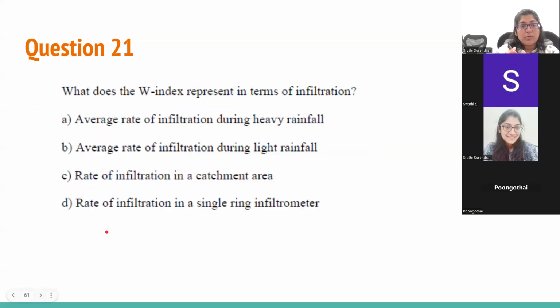Now, what does the W index represent in terms of infiltration? Is it the average rate of infiltration during heavy rainfall? Is it the average rate of infiltration during a light rainfall? Is it just the rate of infiltration in the catchment area, or the infiltration rate from an infiltrometer?